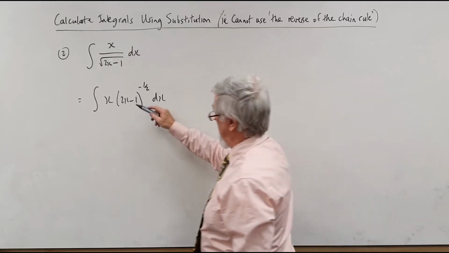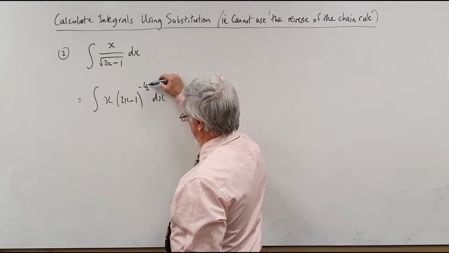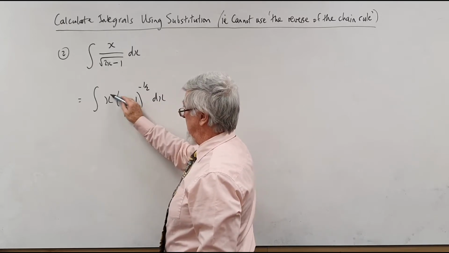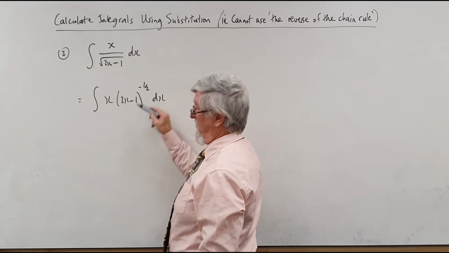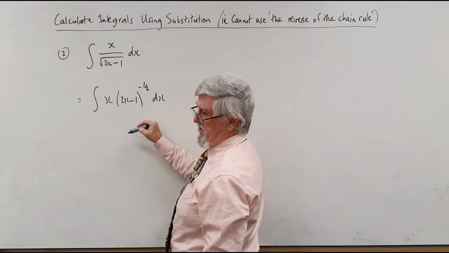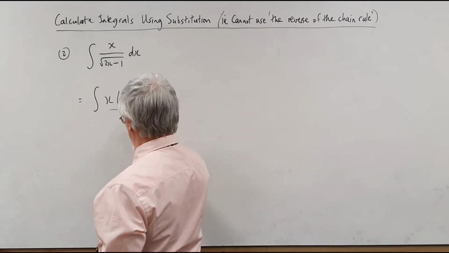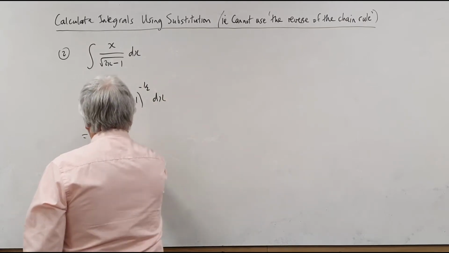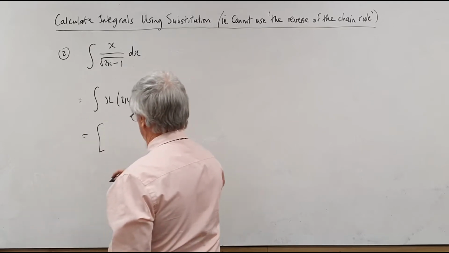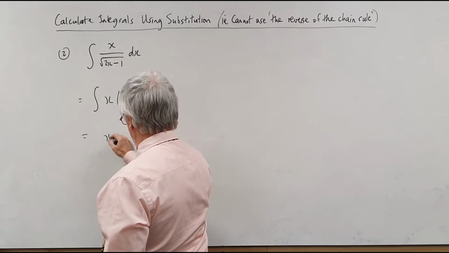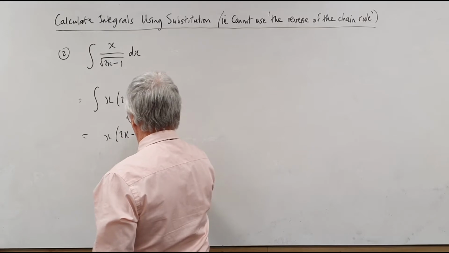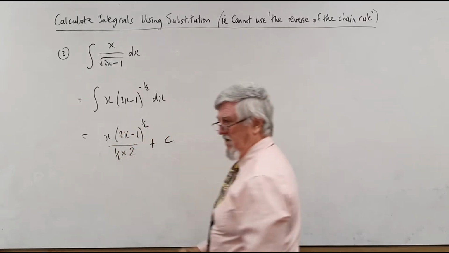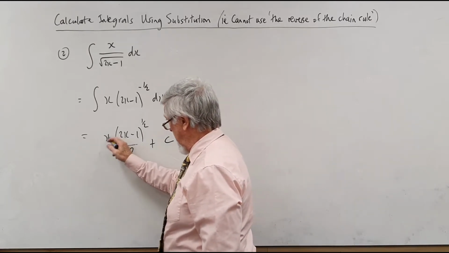And what are we going to do? If it's a reverse of the chain rule, we increase that power by 1, divide by the power, divide by the derivative of the inside, and the x's will not cancel, so therefore that method is not going to work. I will do it for a second. So let's go through and do it. That integral would be x times (2x minus 1) to the half, divided by a half, also divided by 2, plus c. Now, this will not cancel with that.